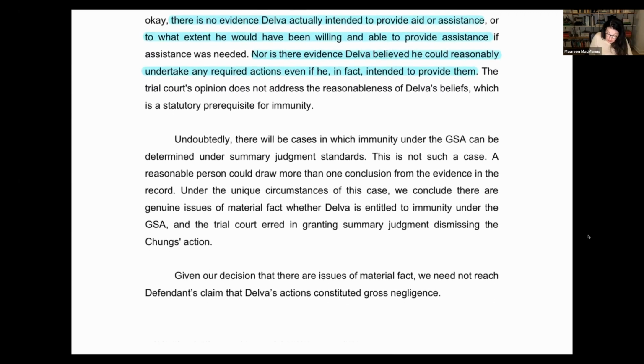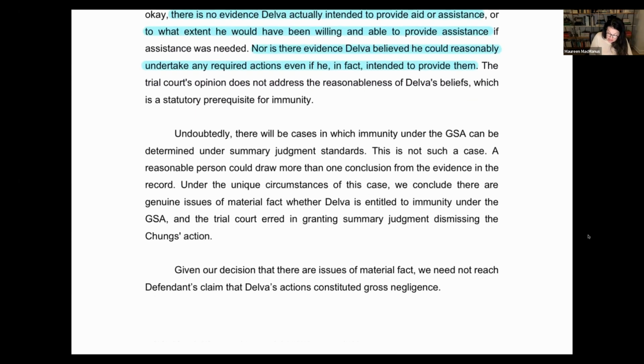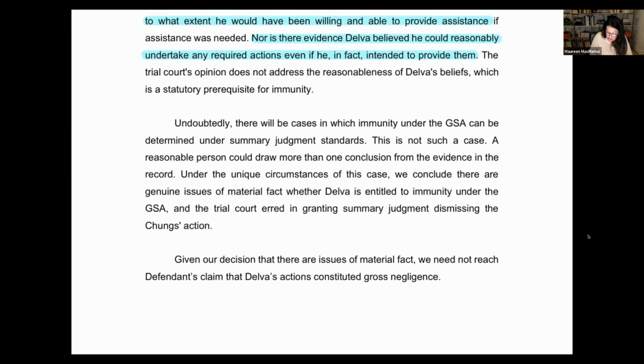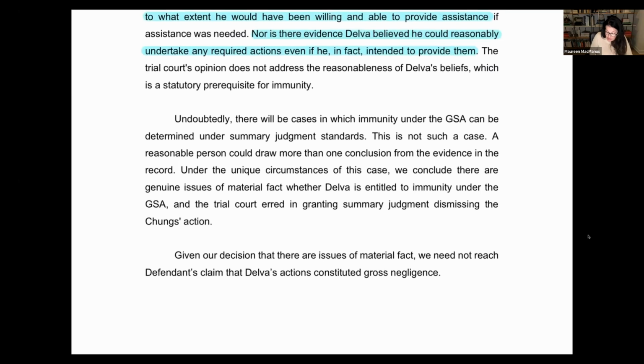Undoubtedly, there will be cases in which immunity under the GSA can be determined under the summary judgment standards. This is not such a case. A reasonable person could draw more than one conclusion from the evidence in the record. Under the unique circumstances of this case, we conclude there are genuine issues of material fact, whether Delva is entitled to immunity under the GSA, and the trial court erred in granting summary judgment and dismissing the Chungs' action.